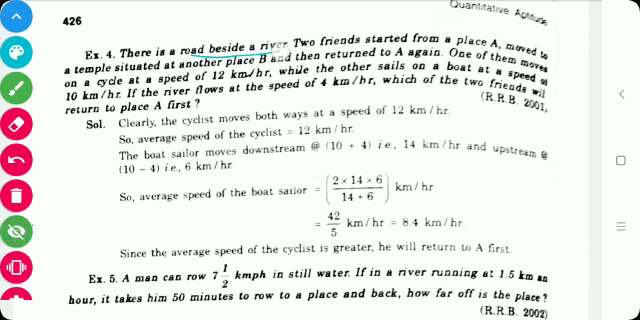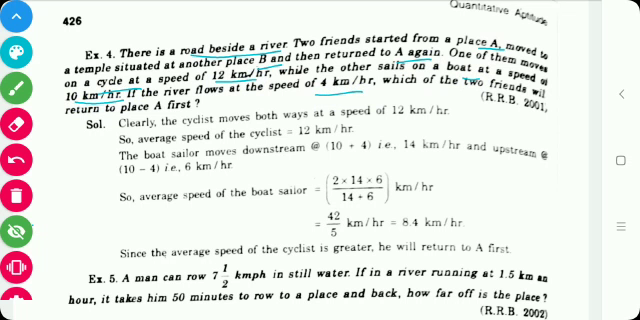there is a road beside a river. Two friends started from a place A, moved to a temple situated at another place B, and then returned to A again. One of them moves on a cycle at a speed of 12 km per hour, while the other sails on a boat at a speed of 10 km per hour. If the river flows at the speed of 4 km per hour, which of the two friends will return to place A first?